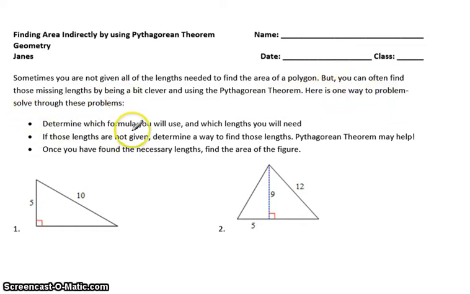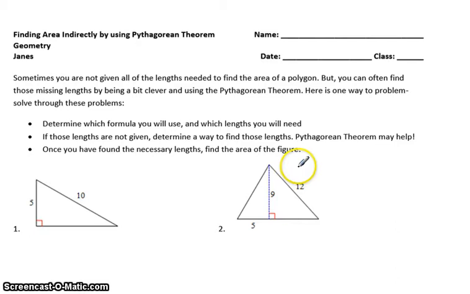Determine which formula you will use and which lengths you will need to find the area of the figure you're looking at. If those lengths are not given, determine a way to find those lengths. Pythagorean theorem may help. And lastly, once you find the necessary lengths, find the area of the entire figure. I'll do a couple of these to show you the general process, and then you can finish the rest yourself.